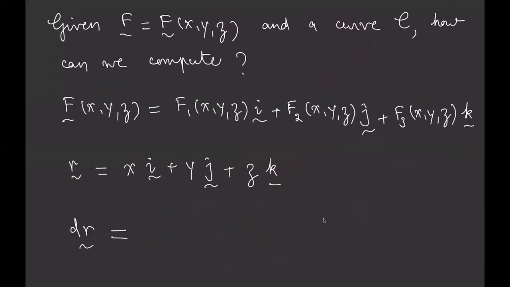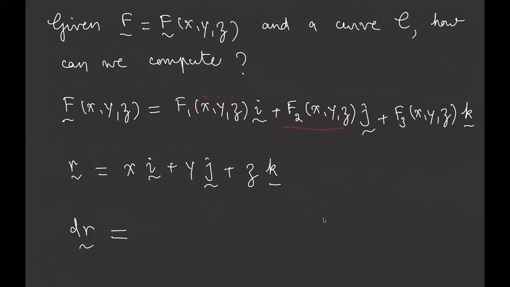All right. So now the question is, somebody gives us this and someone gives us a curve. How can we compute such a line integral? Well, let's remind ourselves what this means. If I have a vector field like this, the vector field has components. Imagine I'm in R3. So my vector field F has one component in the i direction, and let me call that F1, which of course also depends on location.